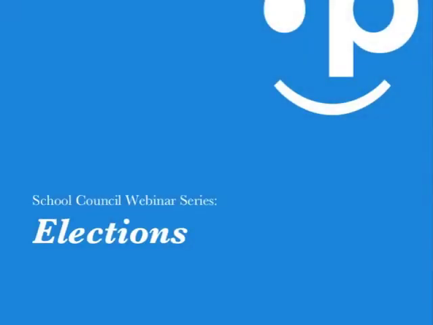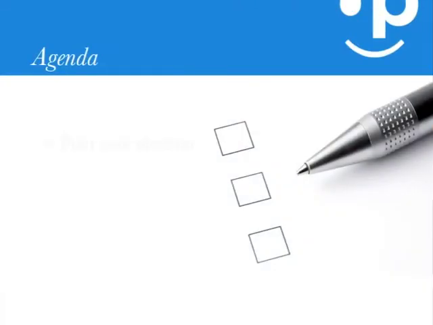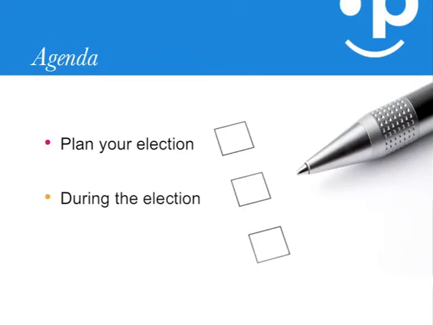Each year, school councils hold elections to elect parent representatives. This election process is a great opportunity to start off the year on a positive note and have some fun at the same time. This webinar episode will cover all you need to know to conduct a successful election. We'll go over how to plan your election, some helpful steps to follow during the election, as well as some final tasks to carry out afterwards.